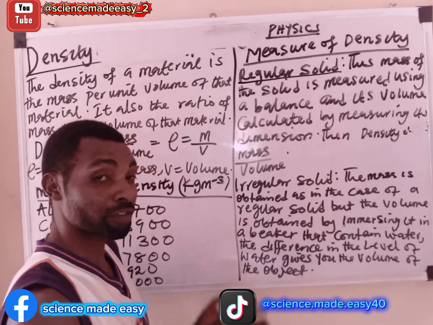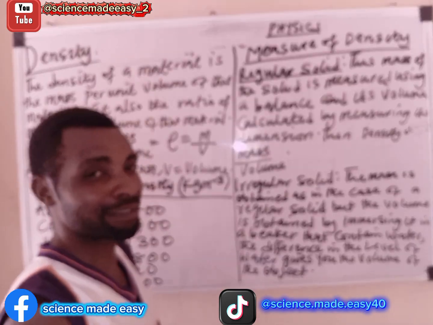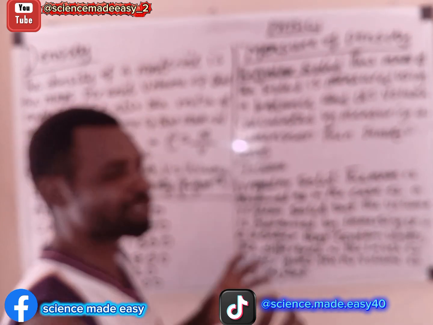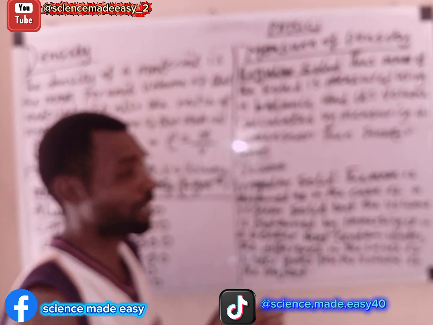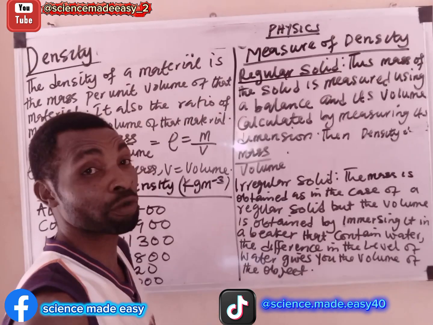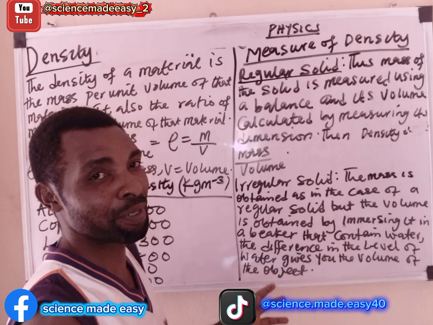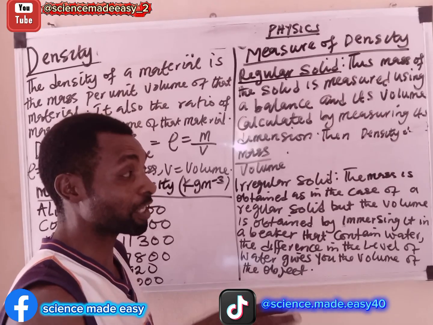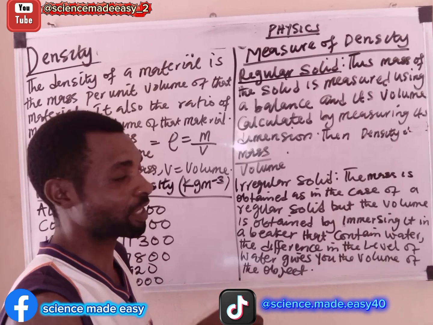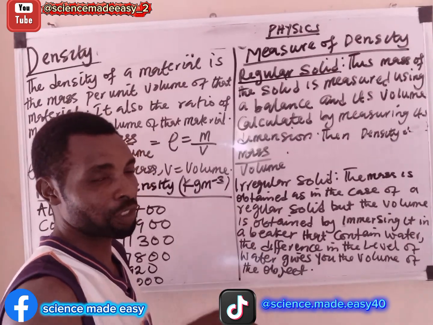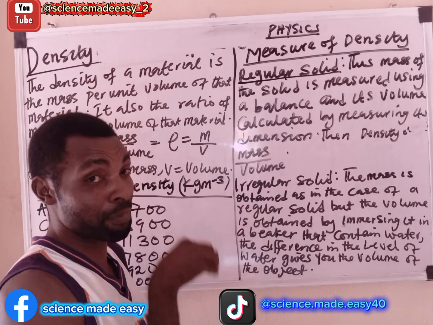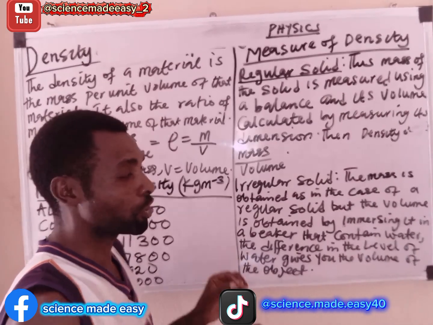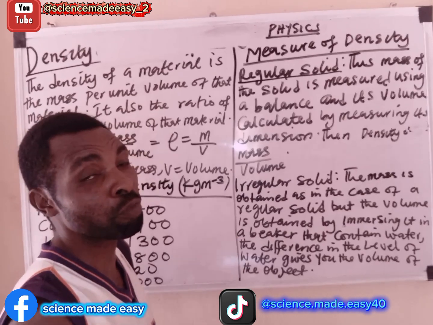But when you come to an irregular solid, even though the mass is also measured as that of the regular solid, when you come to the volume, because it doesn't have a perfect or regular shape, we can't measure the volume as that of a regular solid. Rather, we bring a beaker which is calibrated. The beaker will not actually be filled with water. We put some water in the beaker, then we immerse that irregular solid. The difference in the level of water before immersion and after immersion will give us the volume of the solid, because the volume of water displaced will be equal to the volume of the solid.